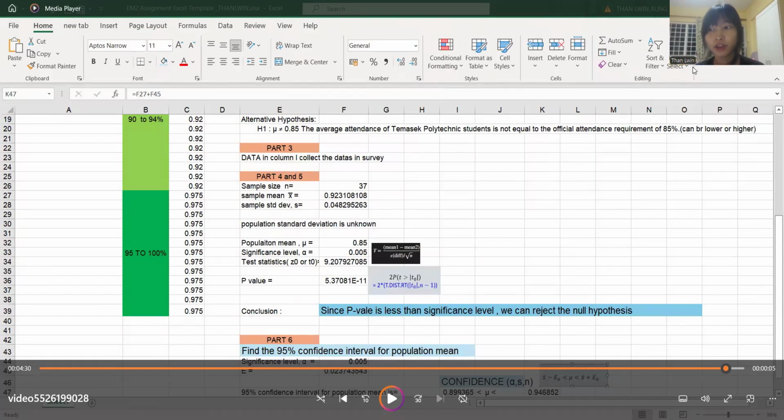My goal is to test whether the actual mean attendance rate of the DB students is different from 85% at the 5% significance level.